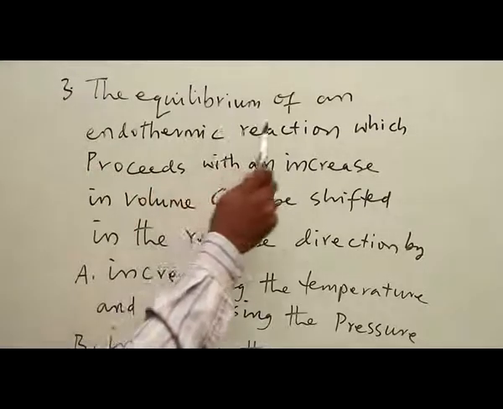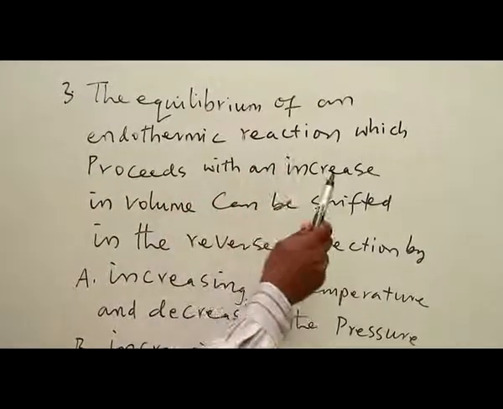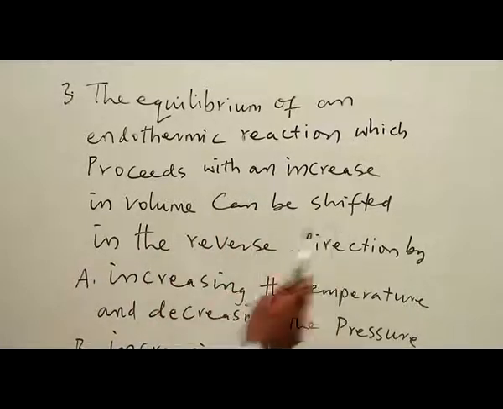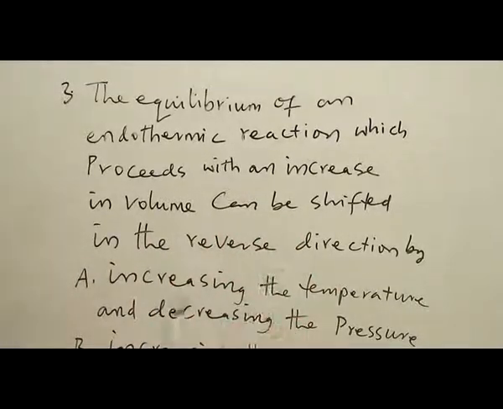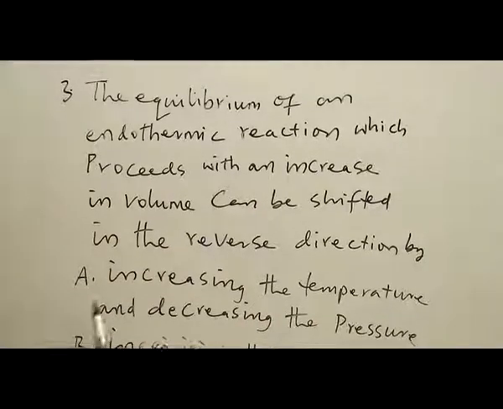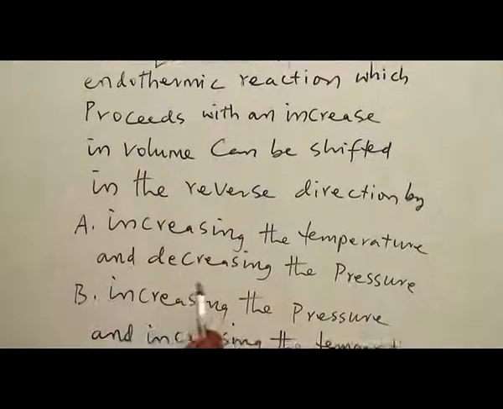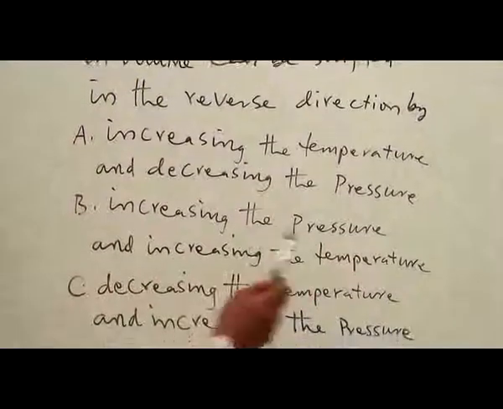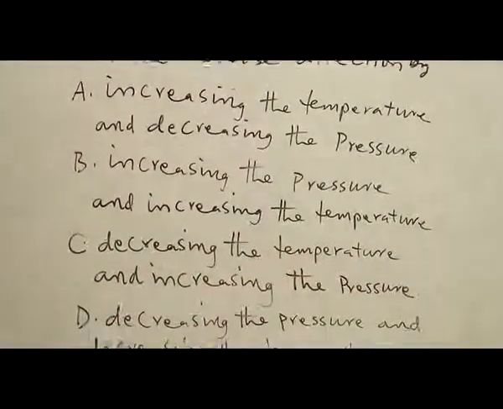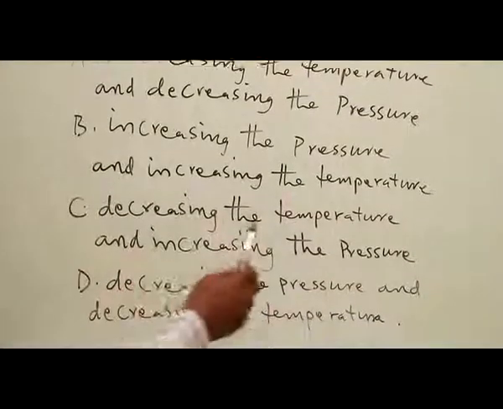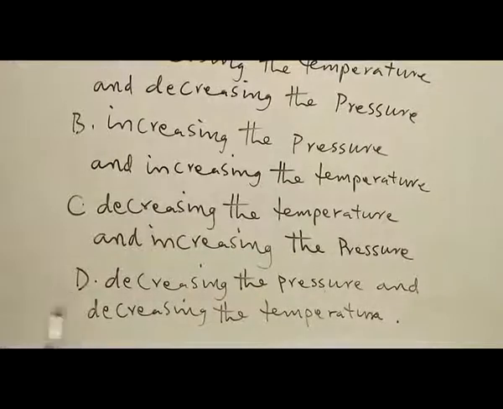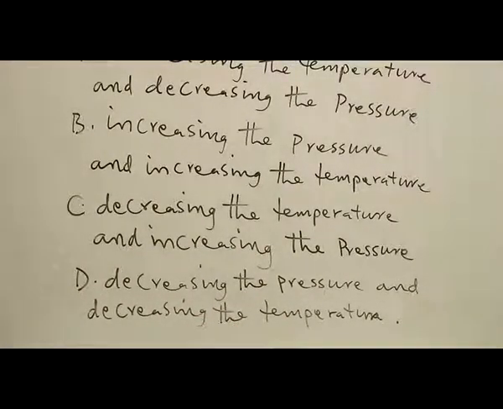Example 3. The equilibrium of an endothermic reaction, which proceeds with an increase in volume, can be shifted in the reverse direction by A, increasing the temperature and decreasing the pressure, B, increasing the pressure and increasing the temperature, C, decreasing the temperature and increasing the pressure, and D, decreasing the pressure and decreasing the temperature.